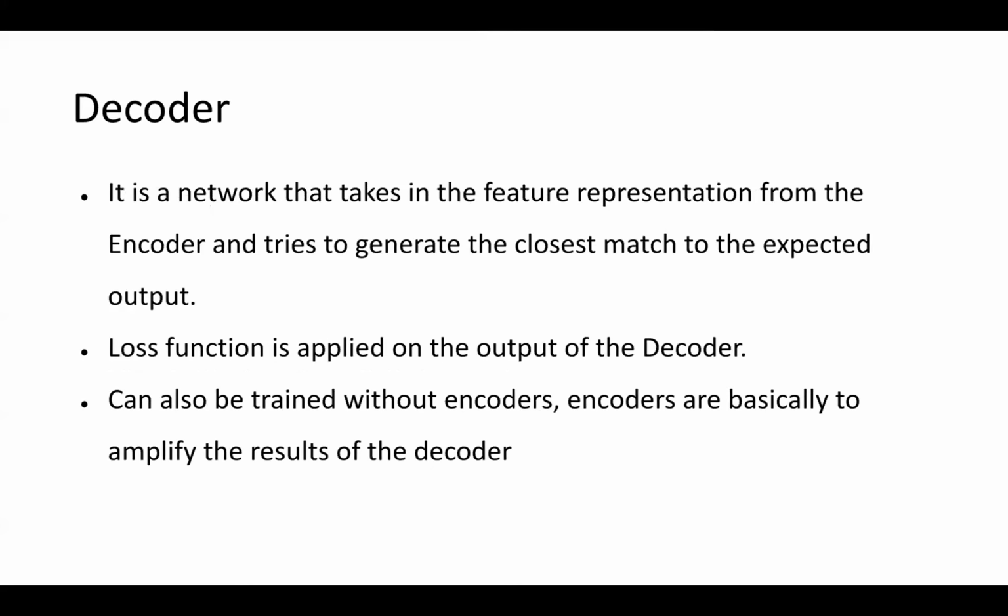And the decoder will then take these feature representations from the encoder and try to generate the closest match of the expected output. And then the output of this decoder goes into your loss function, and then it'll be evaluated or trained further.